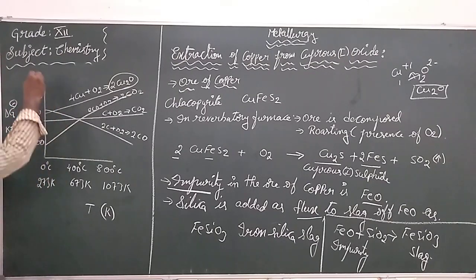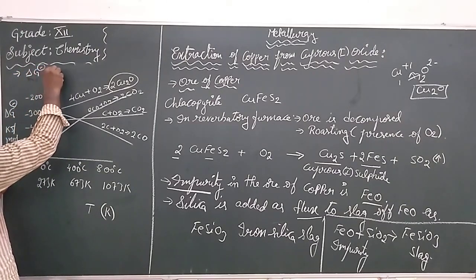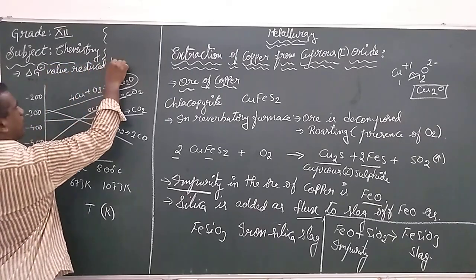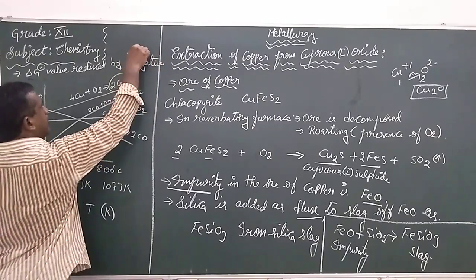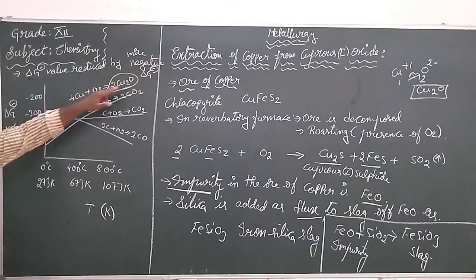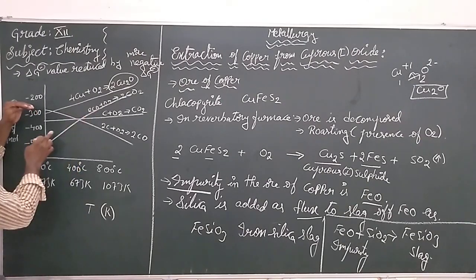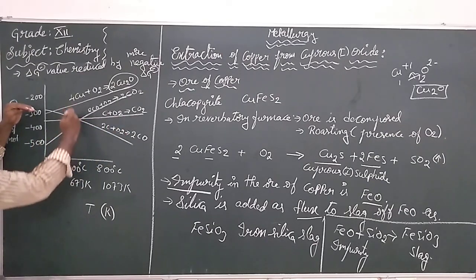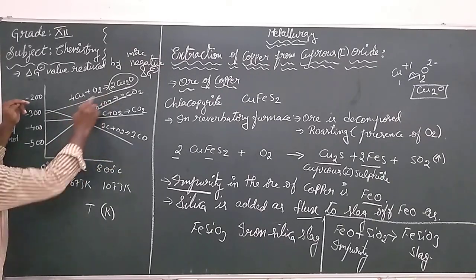Keep in mind, the higher delta G negative value is reduced by the more negative delta G negative value. Here Cu2O is at the top and the carbon monoxide line is at the bottom, the carbon dioxide line is at the bottom when compared with this one, and the CO is also at the bottom when compared with this line.